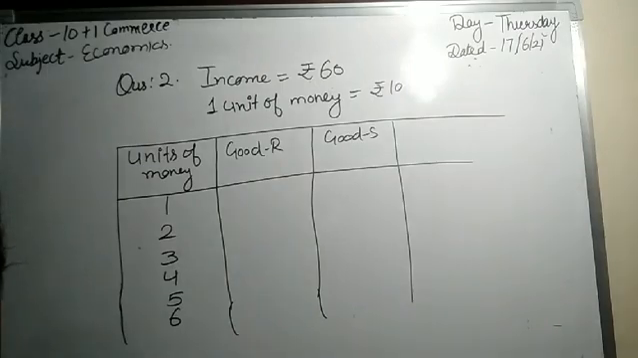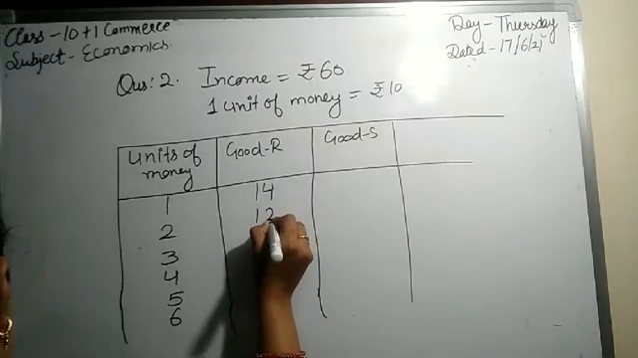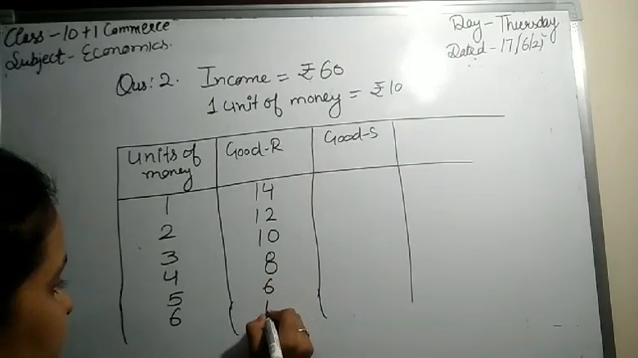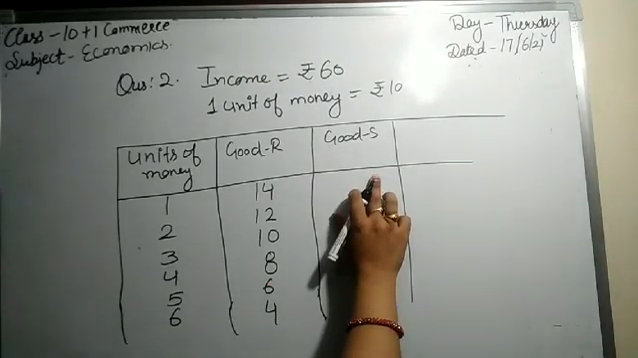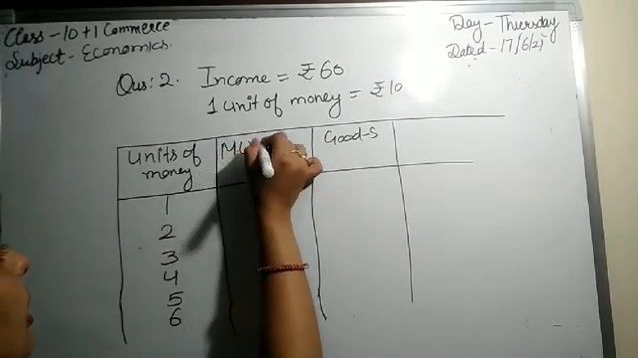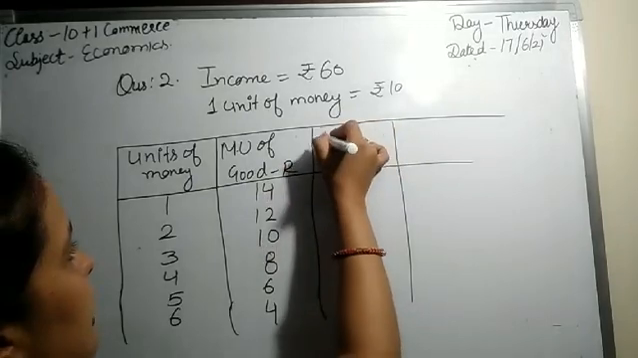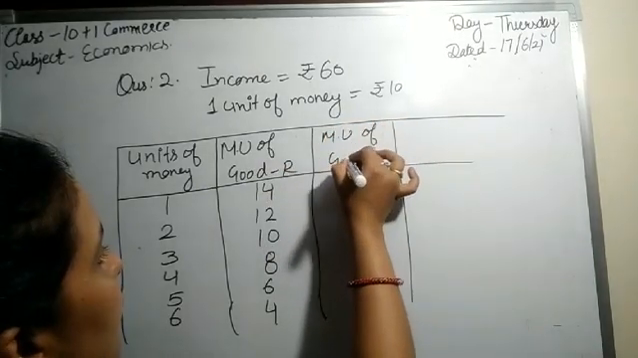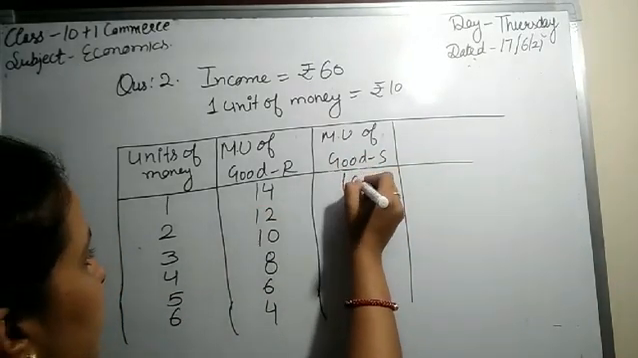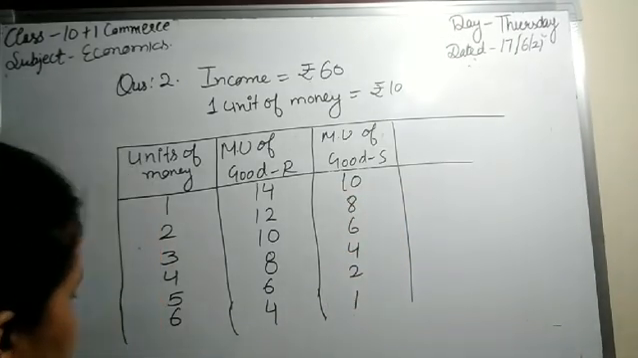Okay, so the data of good R is 14, 12, 10, 8, 6 and 4 units, and the data of good S, we can write here the marginal utility of good R, and it is the same marginal utility of good S. So the marginal utility of good S is 10, 8, 6, 4, 2, 1.